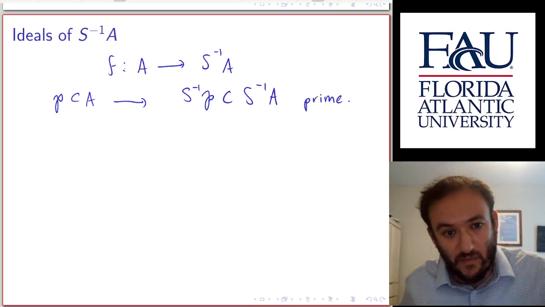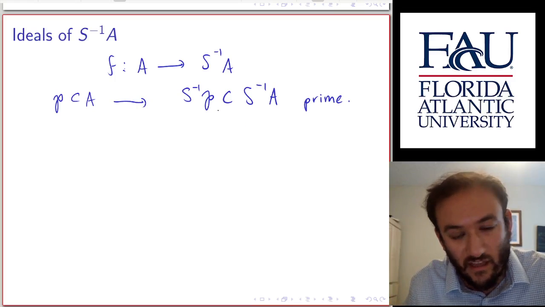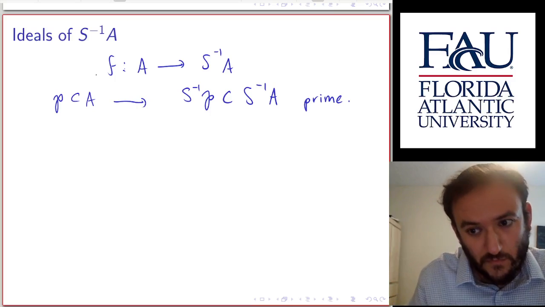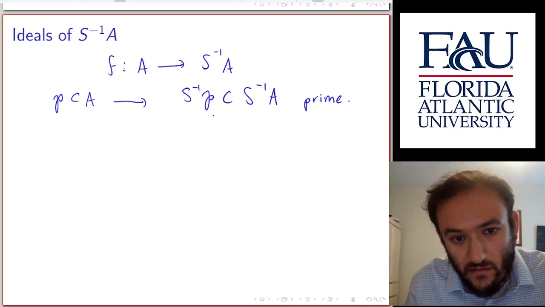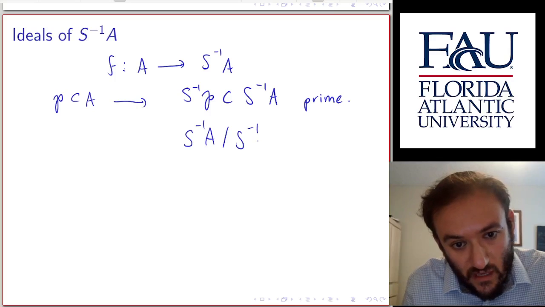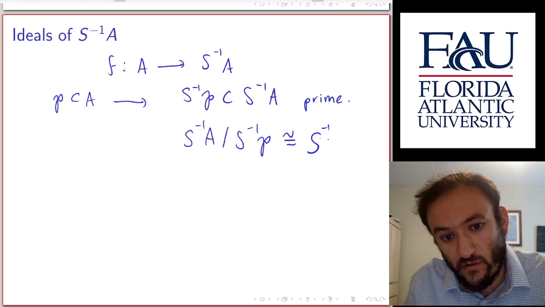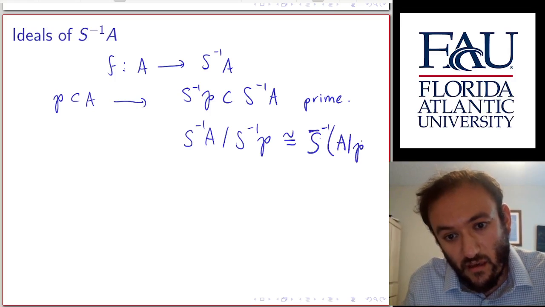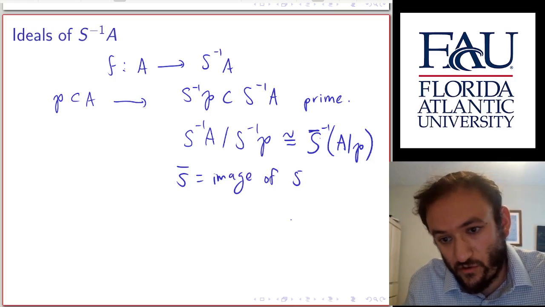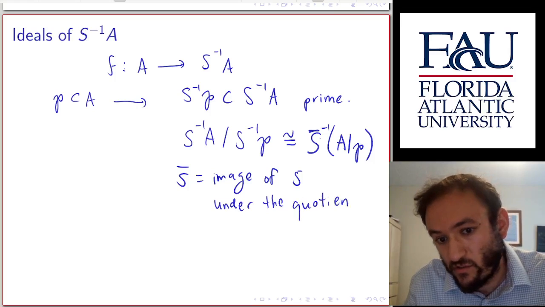By S inverse P, I just mean take the prime elements and multiply by all of the inverses of the elements of S. The way that we might prove this is to consider the quotient of S inverse A by S inverse P. So S inverse A mod S inverse P is isomorphic in an obvious way to S bar inverse of A mod P, where S bar is the image of S under the quotient from A to A mod P.